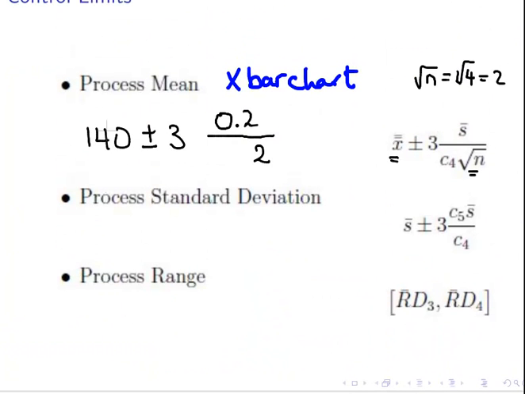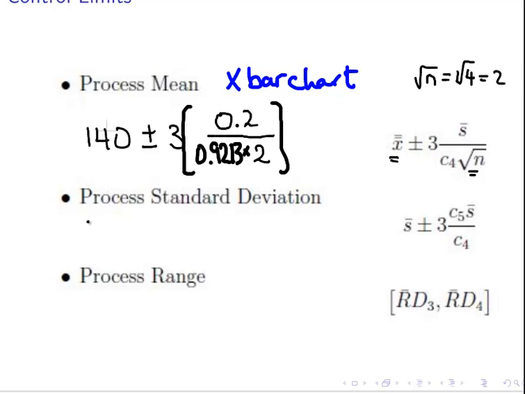Let's use the right pen color here. 0.9213 times 2 over 0.2 divided by that times 3. Okay, so that's actually just a little bit of calculator work. I'm going to calculate it in a minute. S bar, let's just look at the process standard deviation.